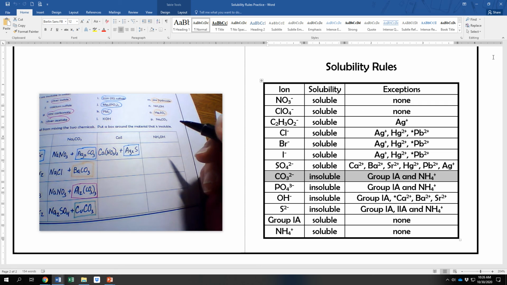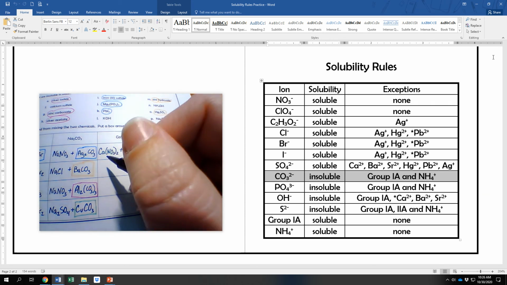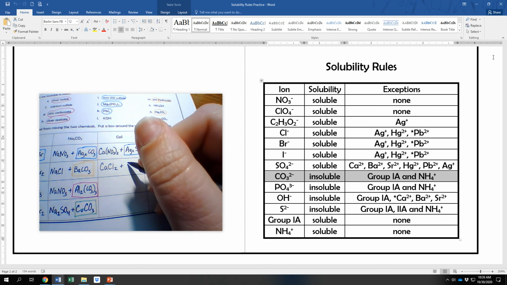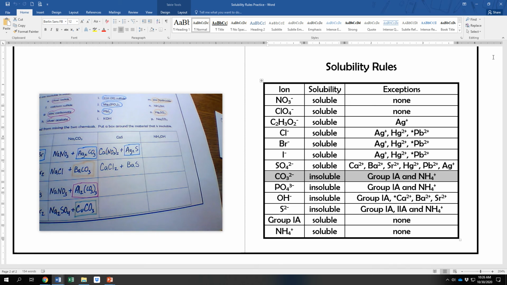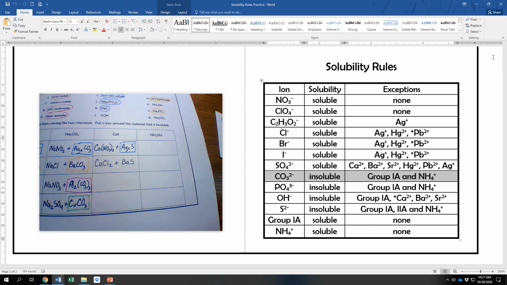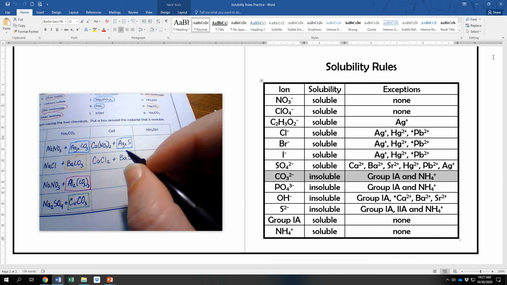Next, CaS and BaCl2. So we're going to have CaCl2 and BaS. Well, calcium and barium are in the same group, so they're going to follow pretty much the same solubility rules. So calcium chloride is going to dissolve, and calcium and barium sulfide will dissolve, right? Because sulfur is insoluble except for groups 1 and 2. And barium is in group 2, so it will dissolve.